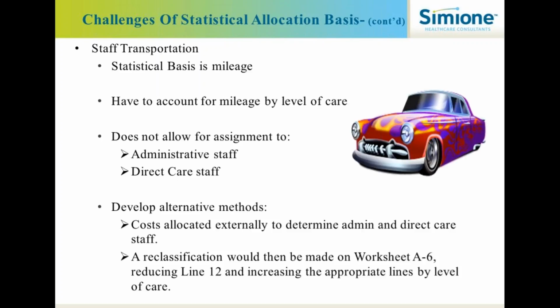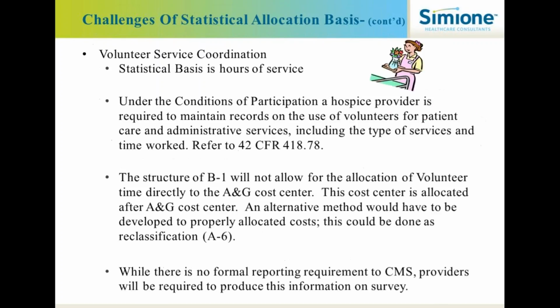Your volunteer service coordination, this is slide 79. The statistical basis is hours of service. Remember that under the conditions of participation, a hospice provider is required to maintain records on the use of volunteers for patient care and administrative services, including the type of services and time worked. Keep in mind that the structure of worksheet B1 will not allow for the allocation of volunteer time directly to A&G. So you might want to do a reclassification to get that part of your cost into your A&G cost center, and then use the worksheet B-1 in the step down to allocate any remaining hours other than A&G hours to the proper buckets.